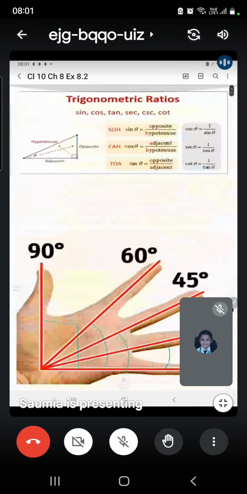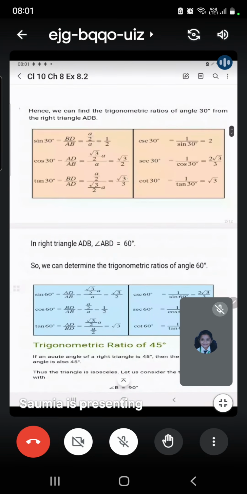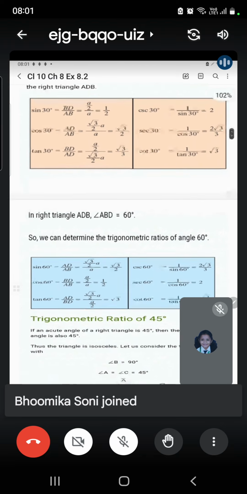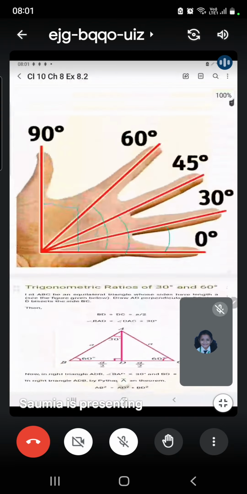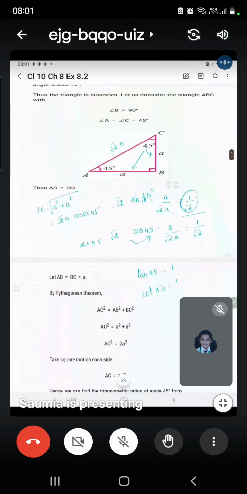Okay, we're going to begin with the next chapter. The next chapter is based on the previous chapter. That's why I don't want to take a gap. They are both connected. The name of the chapter is Applications of Trigonometry, how trigonometry is used in real life.